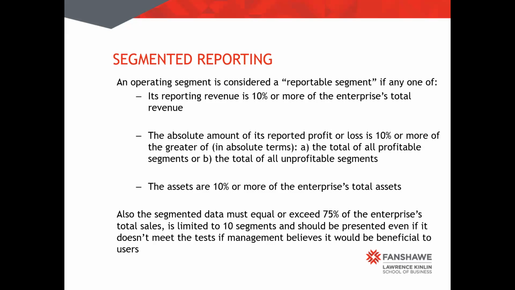So as far as what is considered significant, if reporting revenue is 10% or more, it's considered reportable. Or if the absolute amount, so removing the negative sign of the loss, if the absolute amount of its reported profit or loss is 10% or more of the greater of the total of all profitable segments or the total of all unprofitable segments. And the third test is if the assets are 10% or more of the enterprise's total assets.